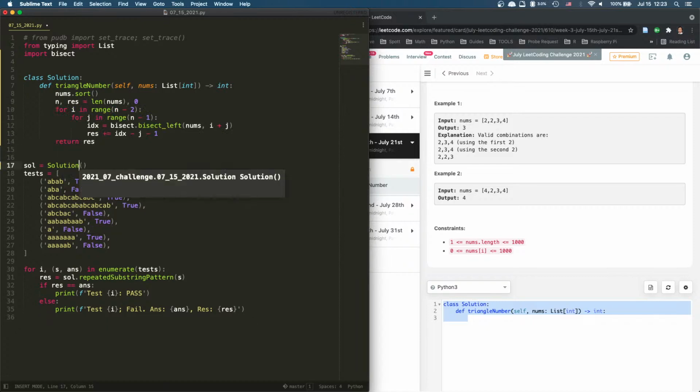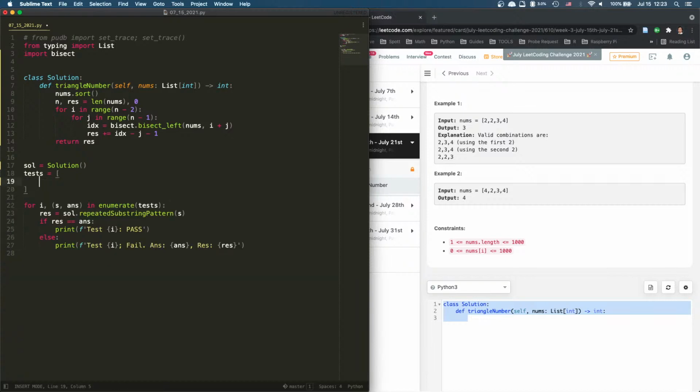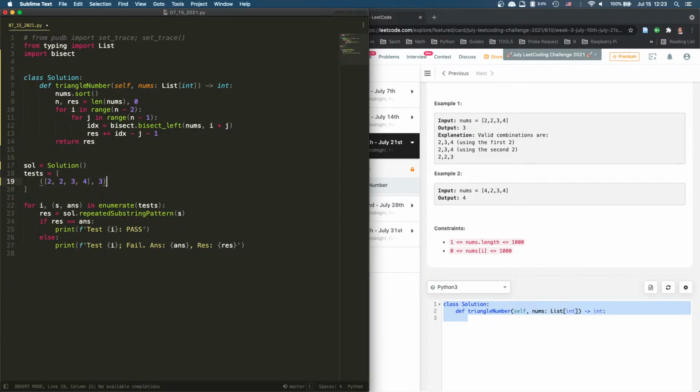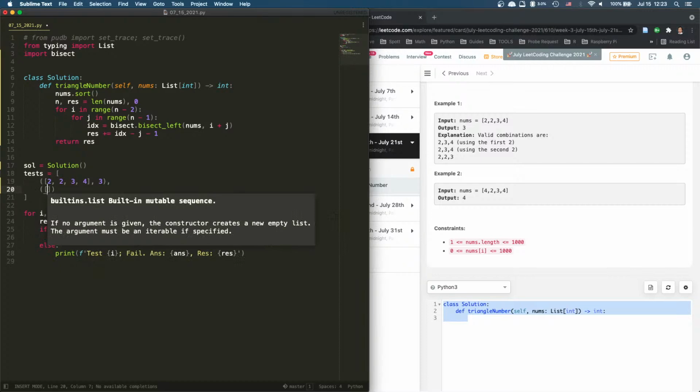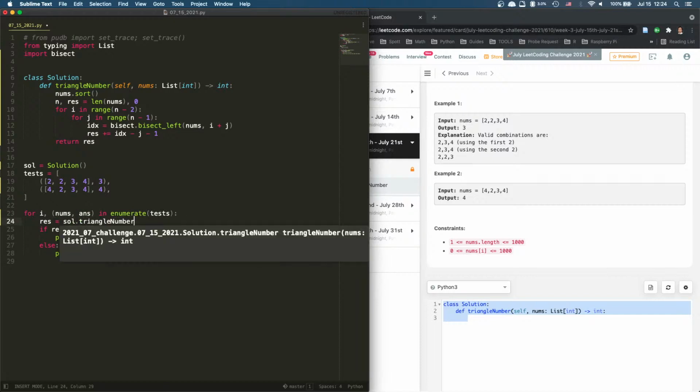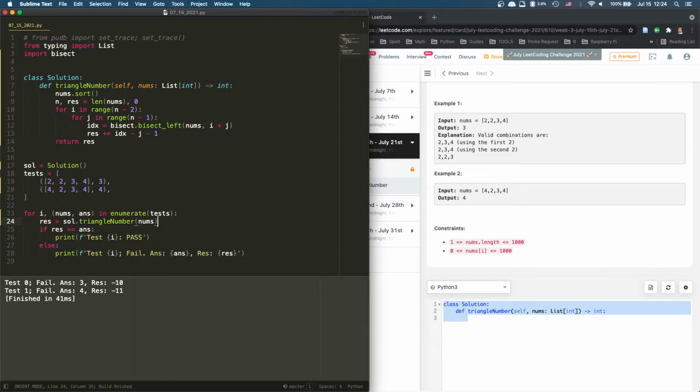Okay, so we have first test case 2, 2, 3, 4, 3. Second test case 4, 2, 3, 4, 4. All right, let's see. I mean, it's possible for us to write a generic version, and if this one doesn't pass, we're gonna write the generic version.